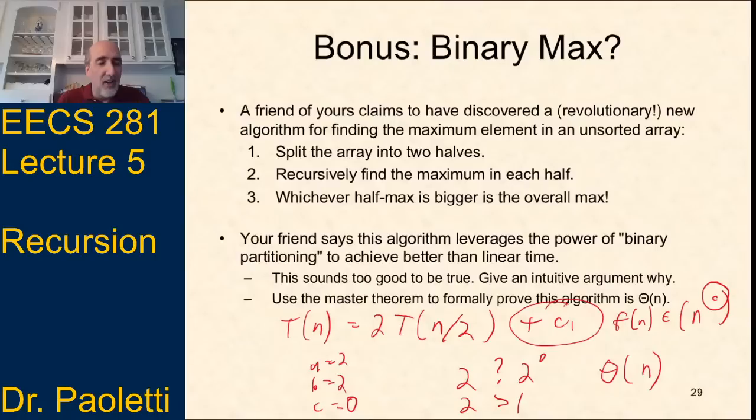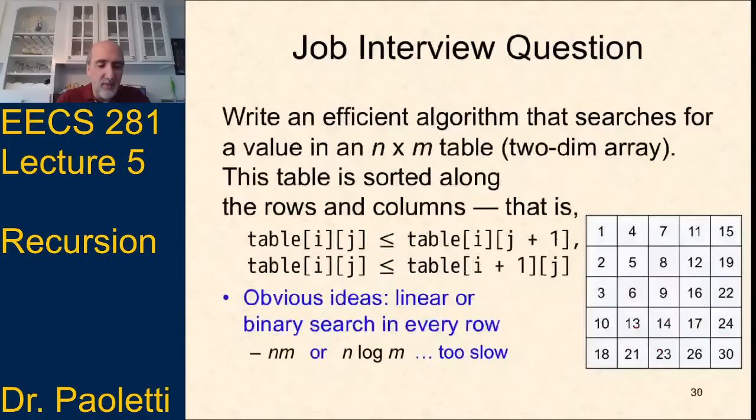Makes sense. If I've got n elements in an array that are not in any known order, I have to look at all of them before I'm sure I've got the biggest one.